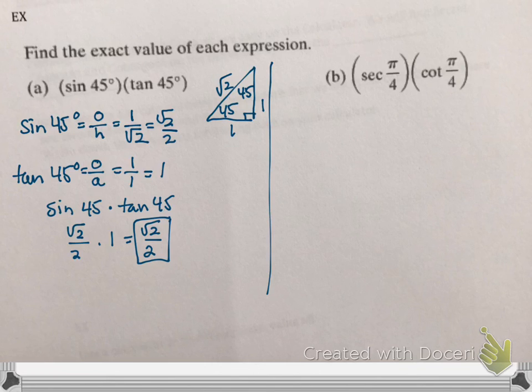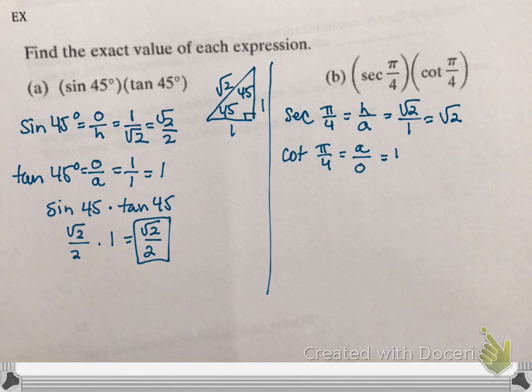Okay, second one. Pi over 4 is 45 degrees, so I'm going to use the triangle I just wrote down for part A. So we're going to find secant of pi over 4. Secant is a reciprocal function of cosine. So by definition, this is hypotenuse over adjacent. The hypotenuse side is radical 2. The adjacent side is 1, so this is radical 2. Cotangent is a reciprocal function of tangent. So by definition, it's adjacent over opposite. So 1 divided by 1 equals 1.